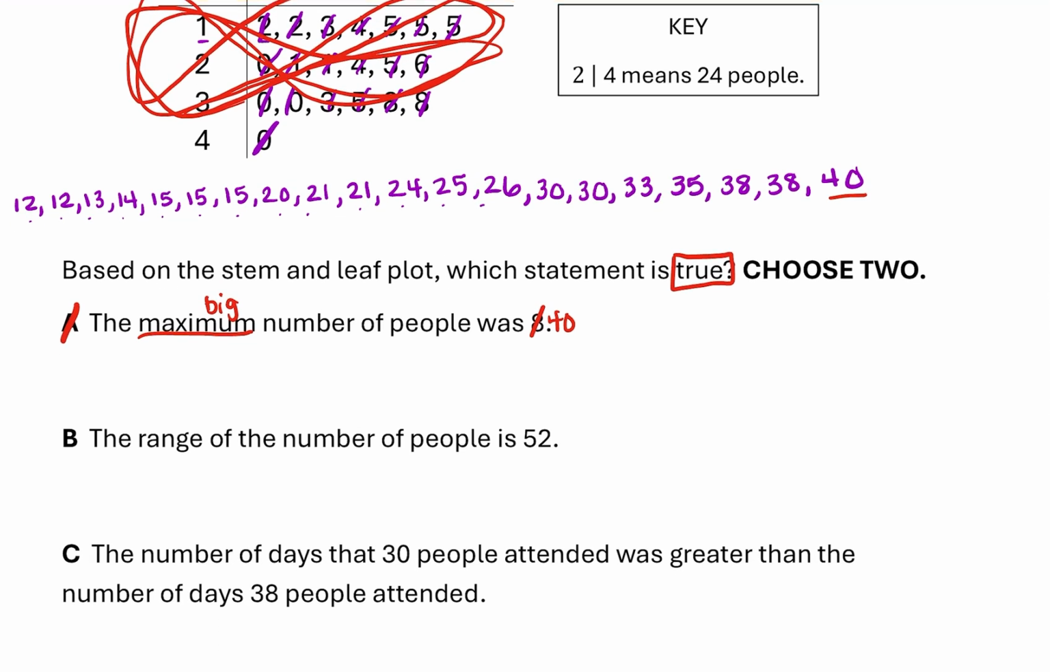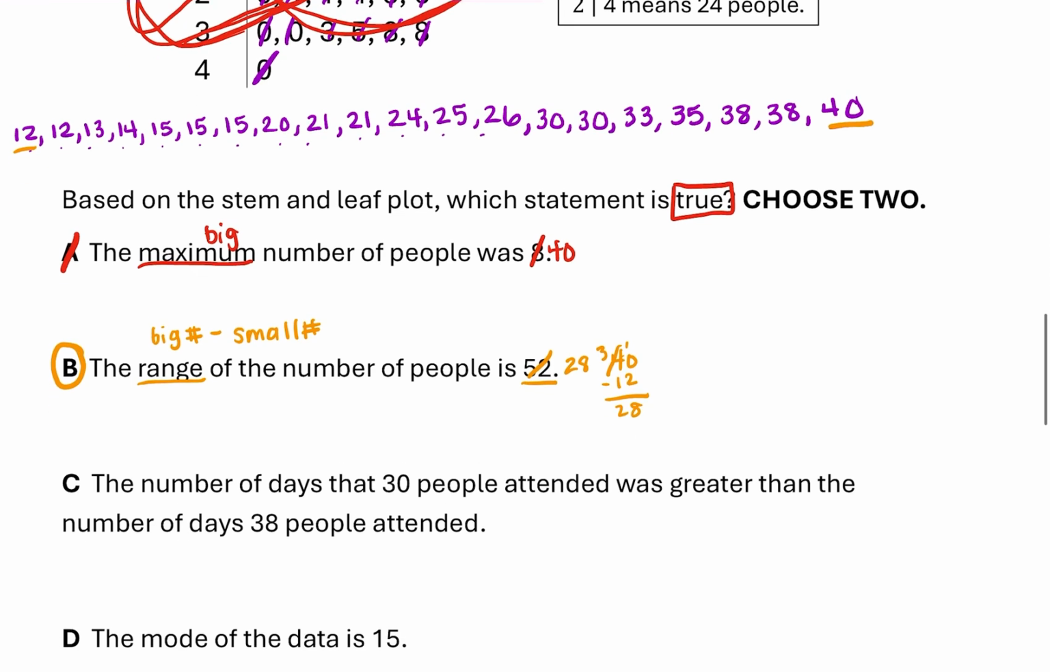All right, B, the range of the number of people is 52. And we know range is our big number minus our small number. So looking at my list, my big number is 40, my small number is 12, and 40 minus 12 definitely isn't 52. And if I solved it, it would give me 28. So definitely not there.